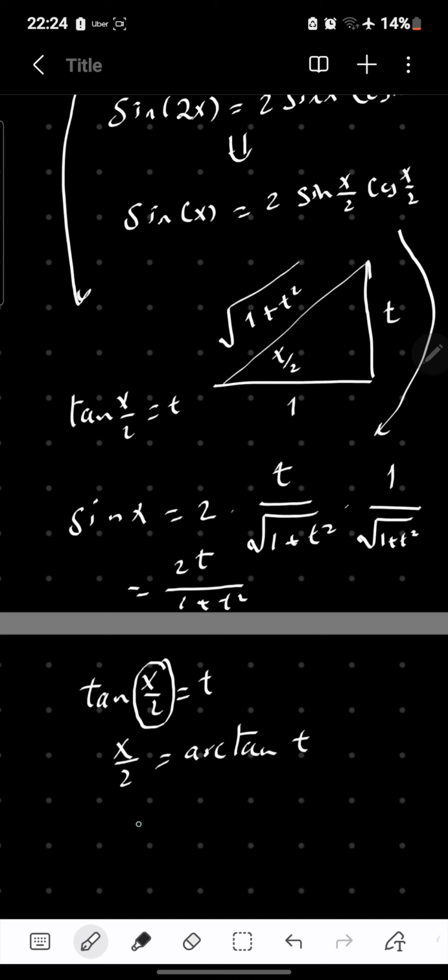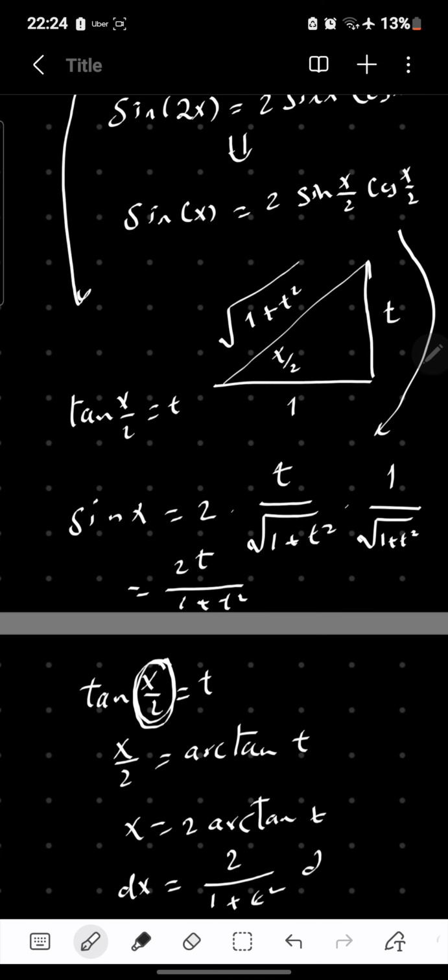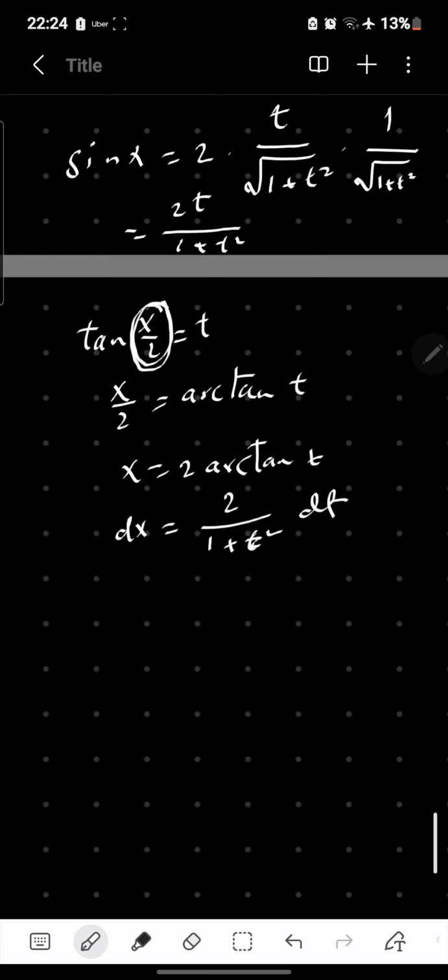Now the derivative, so x equals arctangent t. Why did I do this? Because I wanted dx. We have to express dx in terms of t, so we have to get x from here. So dx will be 2 over 1 plus t squared dt. The derivative of arctangent is 1 over 1 plus t squared. When you integrate 1 over 1 plus t squared, you get arctangent.